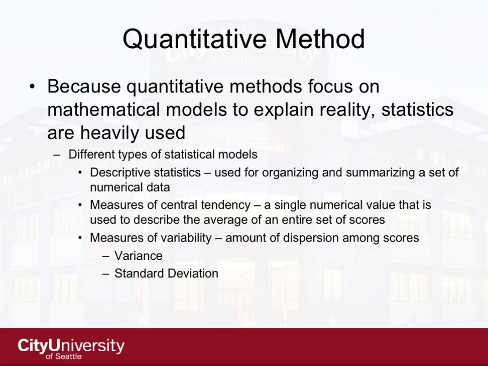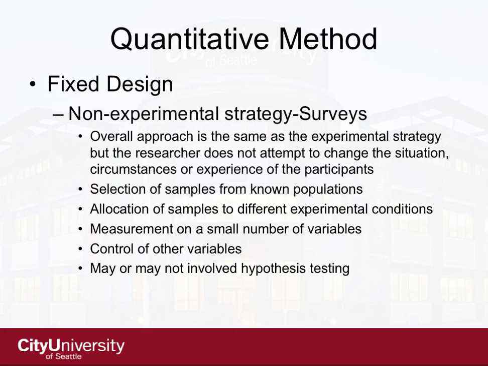So when we get into things like ANOVAs, t-tests, standard deviations, those are measures of variability. That's different than number of participants, number of respondents, etc. Those are two different types of statistics, and it's important to be aware of that distinction. Now with a thing called a fixed design, these are non-experimental strategies.